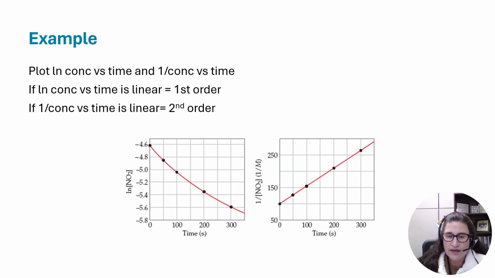You would do the natural log of the concentration, where this would be a calculated column in which you put the natural log of the concentration that you entered. Here would be another calculated column, which would be 1 over the concentration. If you plot natural log of concentration versus time, we don't get a straight line. If we do 1 over concentration versus time, we get a straight line, telling me that it's second order. If the first one happened to be a straight line, then it would have been first order.